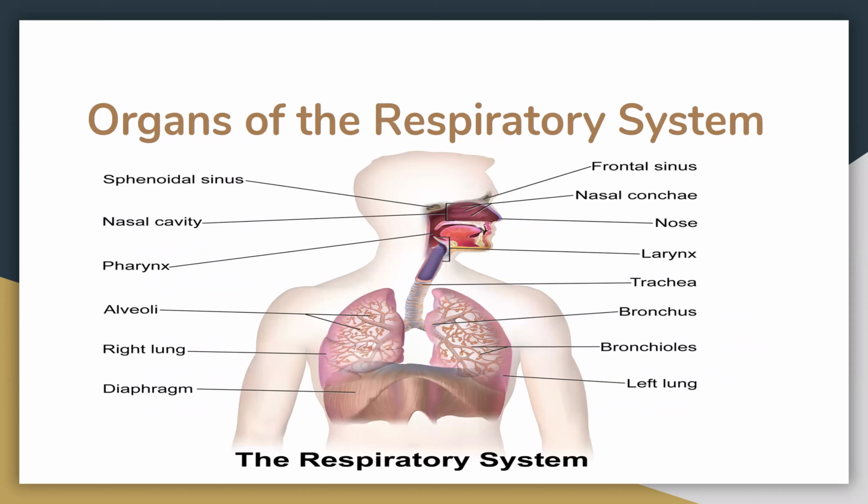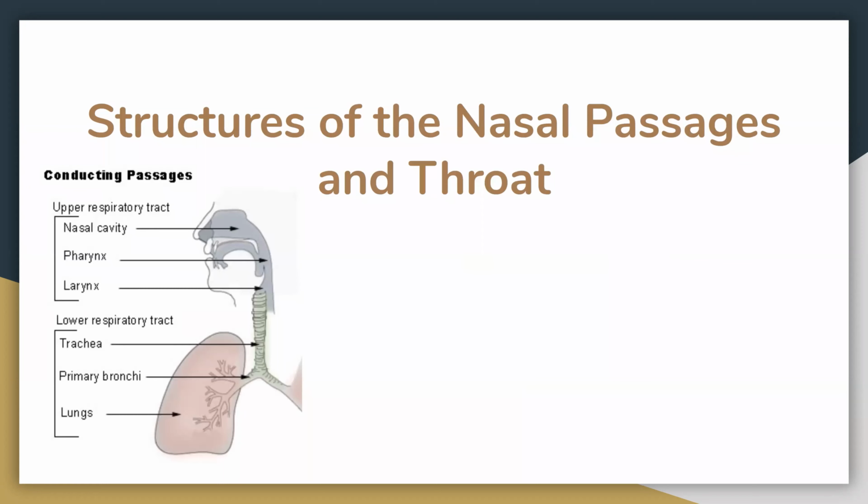So here you're going to see some of the organs that are part of the respiratory system. So you have the nose, obviously, then you have the nasal cavity, the pharynx, the larynx, the trachea, the bronchus, the alveoli, the bronchioles, the right and left lung, and the diaphragm. Now, some of the structures of the nasal passages and throat are here. You'll see the nasal canal, the pharynx, the larynx, and that's the upper respiratory tract. In the lower respiratory tract, you have the trachea, the bronchi, and the lungs.